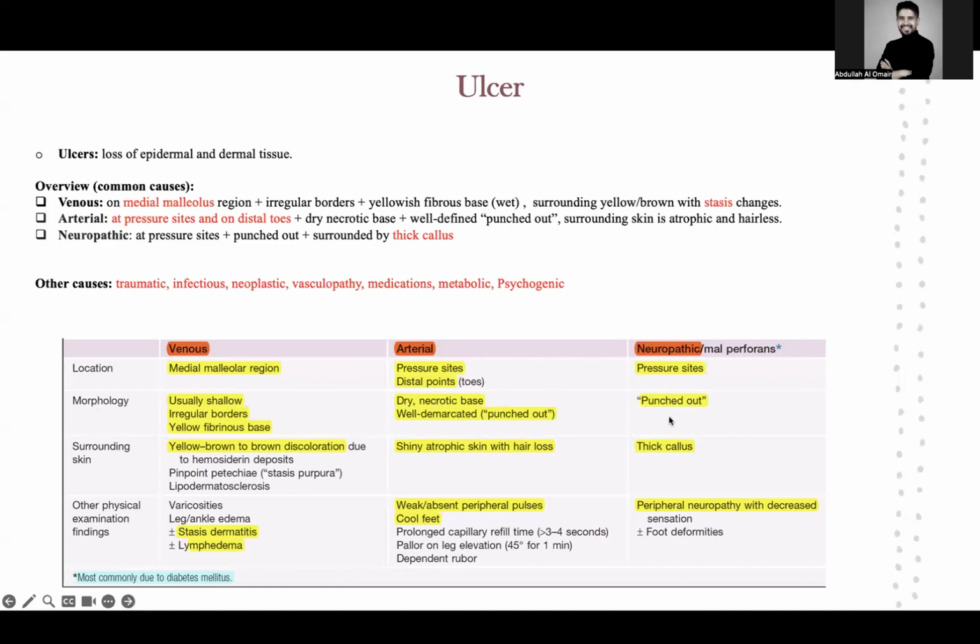But the main differences are the secondary findings. In arterial ulcer we have shiny skin because we don't have a good blood supply. So we have shiny atrophic skin, loss of hair, loss of peripheral pulse, and of course cold feet. In neuropathic, we have thick callus surrounding the ulcer because of chronic pressure: the patient has low sensation and a chronic mechanical effect on the ulcer because he doesn't really feel it. For venous, we have the secondary findings as we mentioned before: sometimes stasis purpura, stasis dermatitis, lymphedema, and sometimes pinpoint petechiae in the same location.